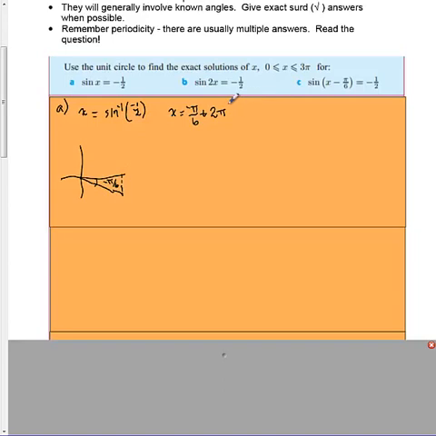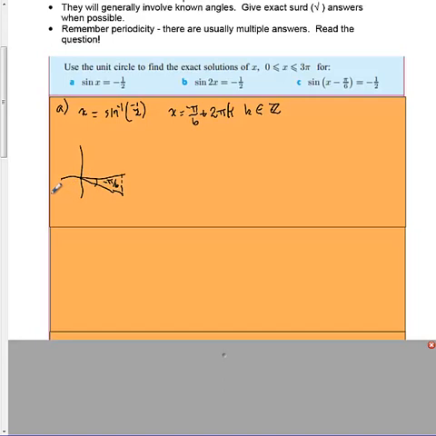So I'm going to call this adding 2 pi times k, where k is any integer. K can be any integer, including negative numbers or 0. So this 2 pi k accounts for the fact that I can also add any number of revolutions around the circle to the angle negative pi over 6 and still end up with a sine of negative a half.